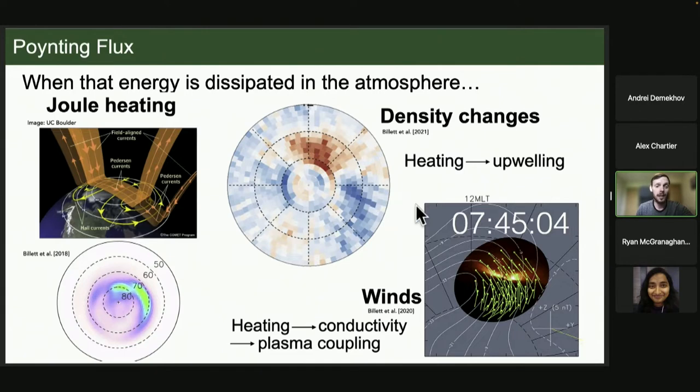It can also increase the ionospheric conductivity, which then strengthens ion-neutral coupling, i.e. the collisions between the ions and neutrals, and that can lead to enhanced atmospheric winds. So ultimately, the Poynting flux does a lot, and it's interconnected to most processes going on in the coupled magnetosphere, ionosphere, thermosphere system.